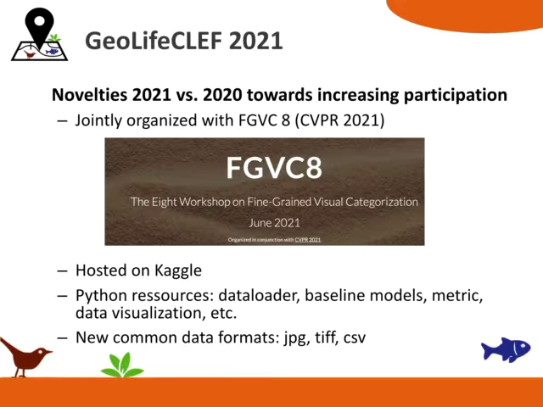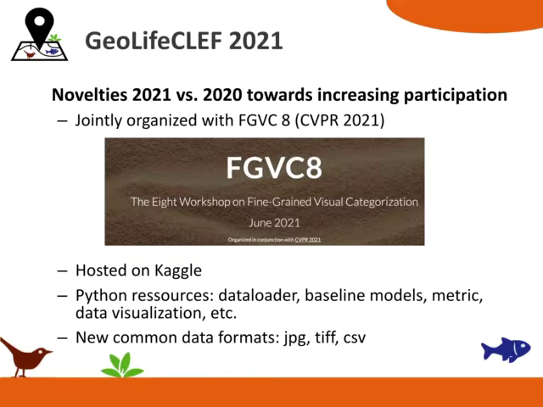The challenge was already run in 2020, but only 2 participants succeeded in submitting a run, and only 1 with correct results. To increase the participation in 2021, several improvements or extensions were added. The first thing is that the challenge will be jointly organized with the fine-grained visual categorization workshop, which has been run for about 10 years now in the context of the CVPR conference. And also the challenge will be hosted on Kaggle.